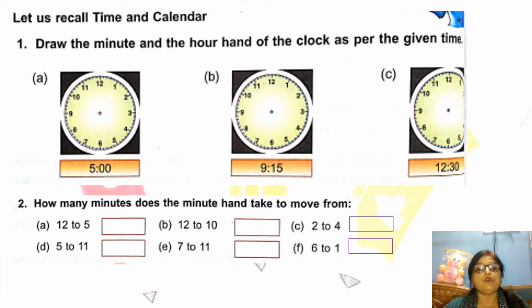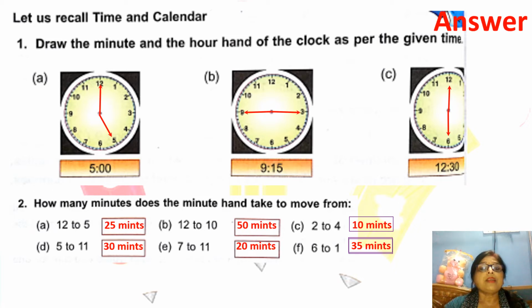Again, from 12 to 10, how much time will the minute hand take? So once again you count the minutes of the long hand and write the answer. In this way you can do it yourself.